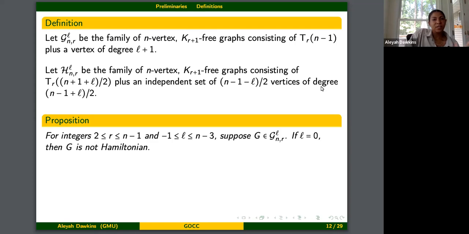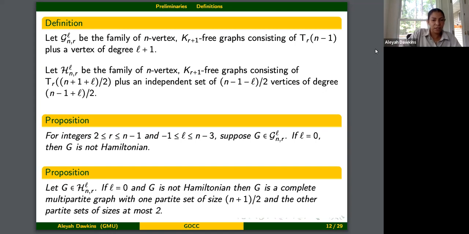And with these graphs, since we're going to first look at the case of non-Hamiltonicity, we'll want to know when these extremal graphs are not Hamiltonian. And it turns out if your graph is in the G family and L equals 0, well, then your graph is not Hamiltonian, right? So pretty straightforward with that one. And then for the H family, if L equals 0 and G is not Hamiltonian, well, then that tells you that G has to be the complete multipartite graph with one partite set of size (n+1)/2 and the other partite sets of size at most 2. And both of these propositions are going to help us classify our extremal graphs, as we'll see in the main result.